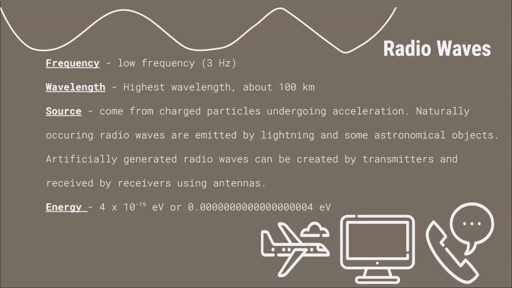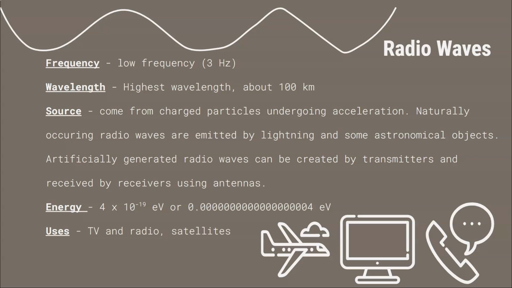EV is an electron volt. An electron volt is a commonly used unit when we're talking about energy gained by an electron or a charged particle carrying an electronic charge. It tells us the electrical potential of that electron as we increase it by volts. Radio waves have a very small amount of energy, 0.0000...4 electron volts, so a very low amount of energy.